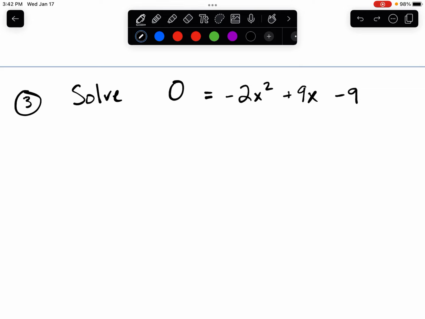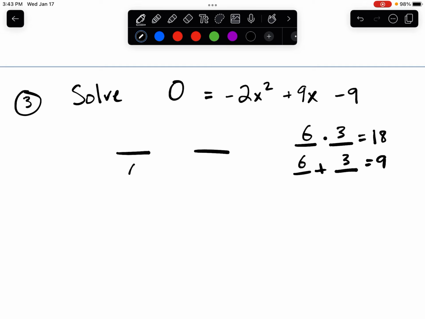All right. Now I'm not asked to factor, I'm asked to actually solve this. So I'm looking for the x-intercepts, right? It's equal to 0. So I'm looking for the x-intercepts of this quadratic equation. So I'm going to again start by factoring. I'm going to take my -2 times my -9, and that gives me 18. So I'm looking for two numbers that multiply to be 18, but they have to add up to equal +9. That's my b value is 9. So I know it's going to be 6 times 3 because 6 times 3 is 18, and 6 plus 3 is 9. So in the bottom of my two fractions, I'm going to have a 6 and a 3.